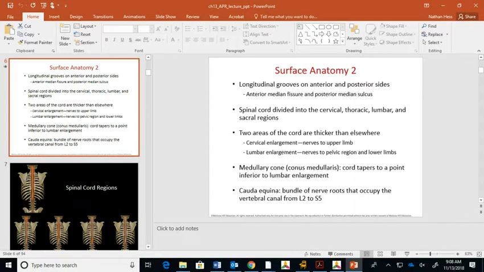And again, that medullary cone, or I learned it as conus medullaris, is where the cord tapers to a point, just inferior to that lumbar enlargement. And again, on page 473 is a nice picture showing you. And then the cauda equina is these nerve roots that go from L2 all the way down to S5 in the vertebral canal.